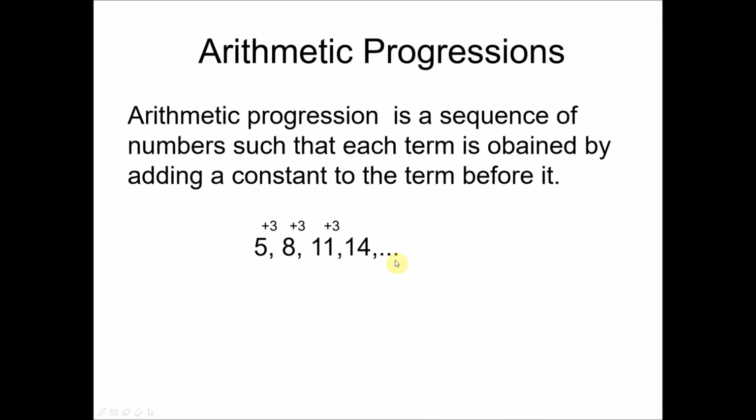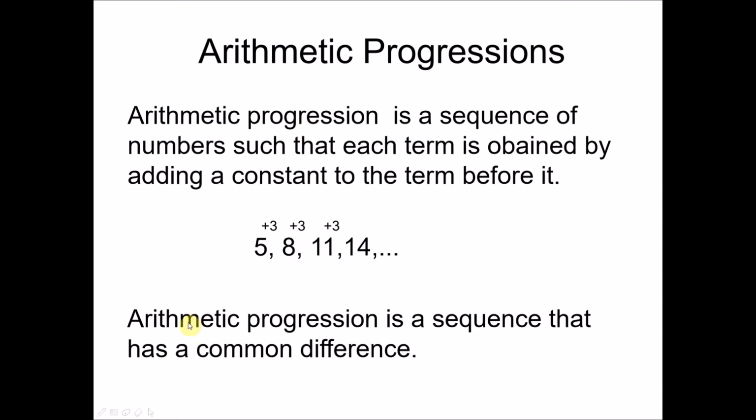Hence, this is an arithmetic progression because the next term is obtained by adding a constant, which is 3, to the term before it. Hence, this type of sequence we call an arithmetic progression. In other words, an arithmetic progression is a sequence that has a common difference. You see the common difference here is 3. In short, if you can find a common difference of a given sequence, then it is an arithmetic progression.